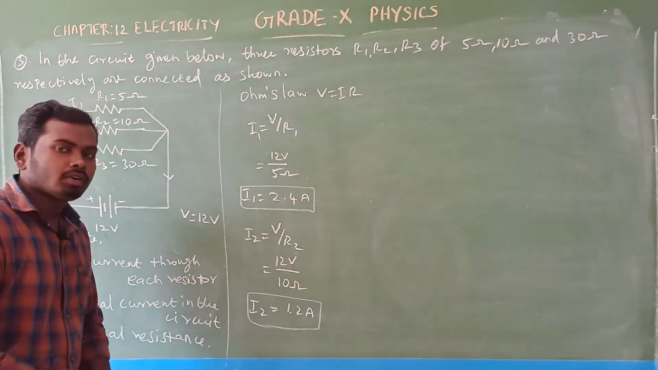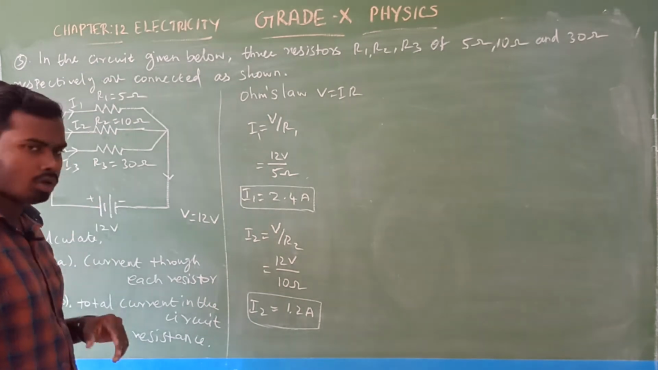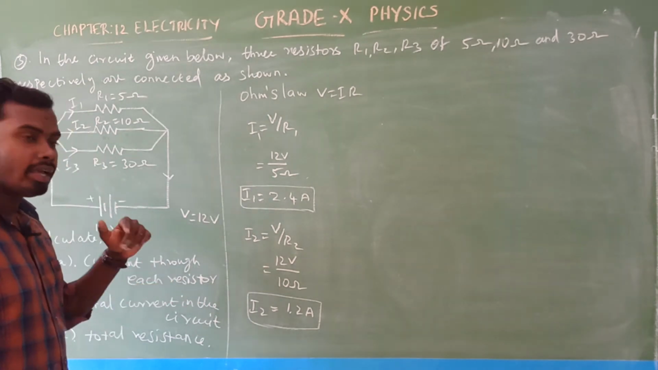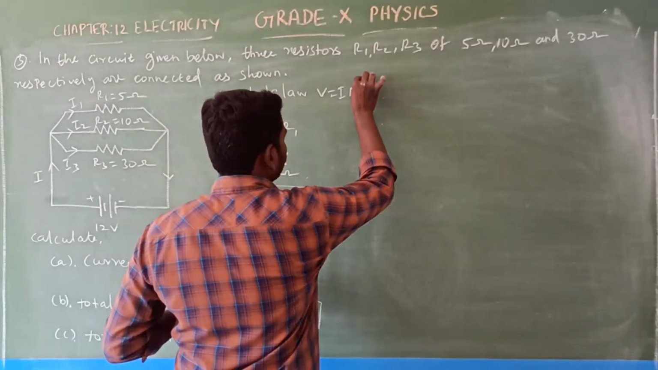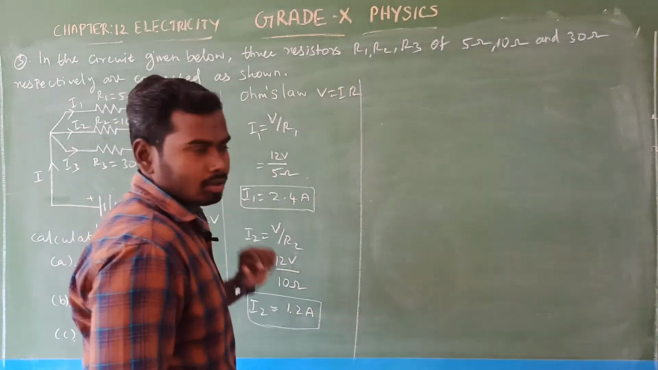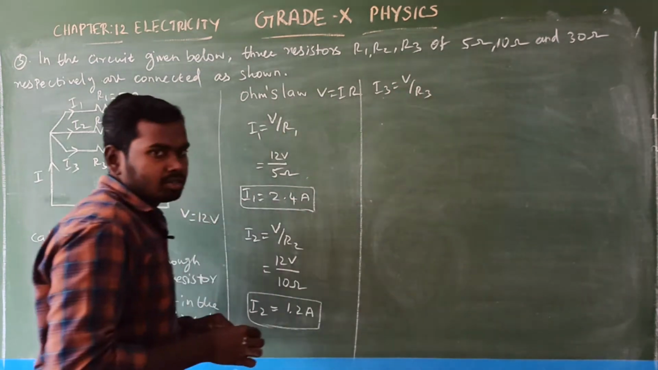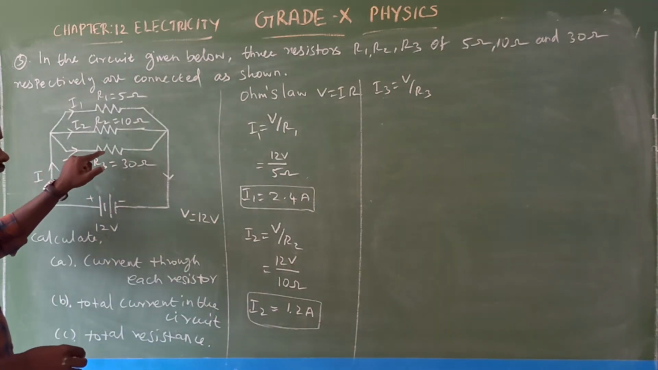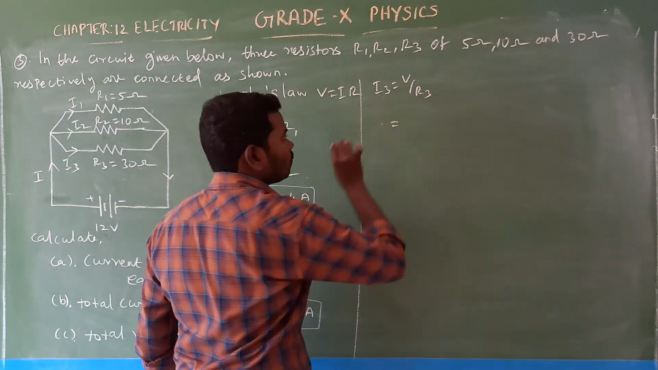So next, what do we need to calculate? 1.2 amperes current is flowing across the resistor R2. Next, across the resistor R3. Yes, I'll draw here. I'll write I3, which is equal to V by R3. So across the resistor R3, I3 amount of current is flowing. The potential difference remains the same. So I3 is equal to V by R3.